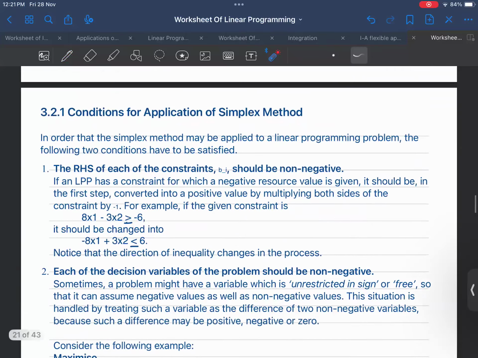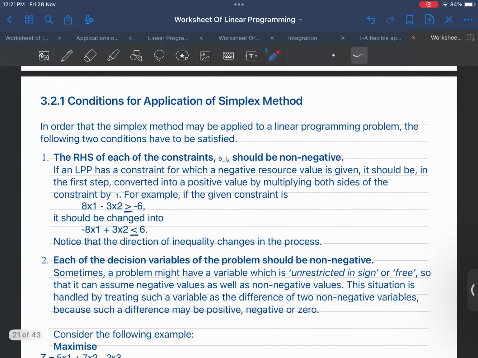Okay, let's start with the simplex method. In the simplex method, let's start first of all with the conditions for application of the simplex method. It means when you can apply the simplex method. First, in order that the simplex method may be applied to the linear problem, the following two conditions have to be satisfied. What are those two conditions? First is the RHS of each constraint should be non-negative.